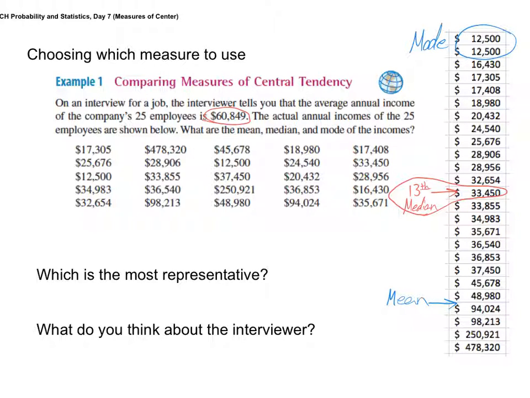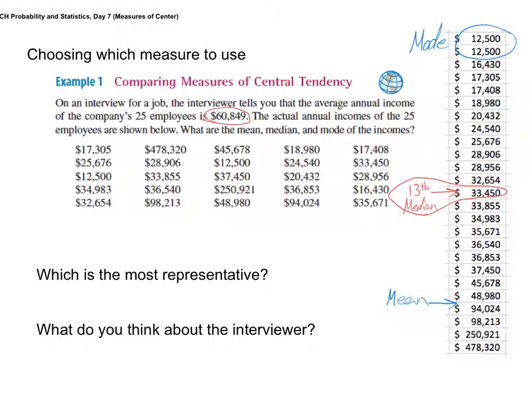60,849. So the median score does tend to represent our data a little bit better, because we've got some people who are really, really low. Okay, maybe they're part-timers or something like that. But then we got these guys up here that are really, really high. Okay, these are executives or whatever.